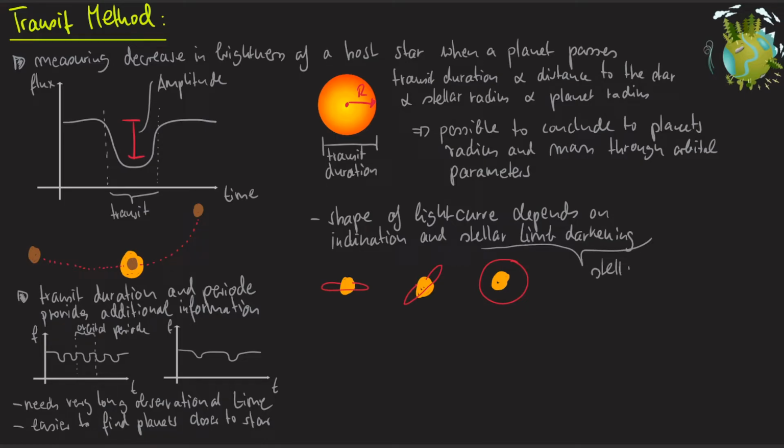Stellar limb darkening means that the stellar disk is not evenly bright. So it's going to be brighter in the center and less bright on the edges. The number of planets detected by this method has increased steadily over time. So it's a very popular method.